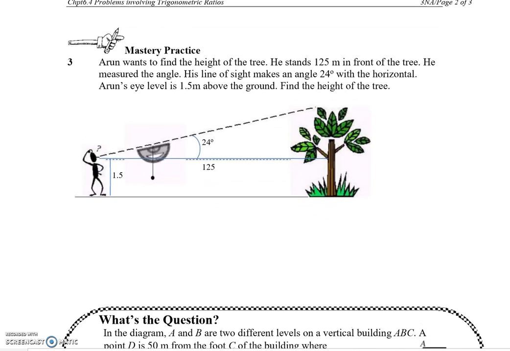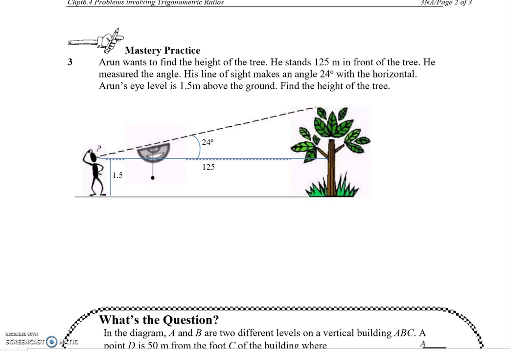Before you watch the video, I want you to try Mastery Practice 3 yourself first. So press pause, do the working, and then once you're done, press play again and watch the video. So far all you're doing now is identifying the right angle triangles. So press pause now.